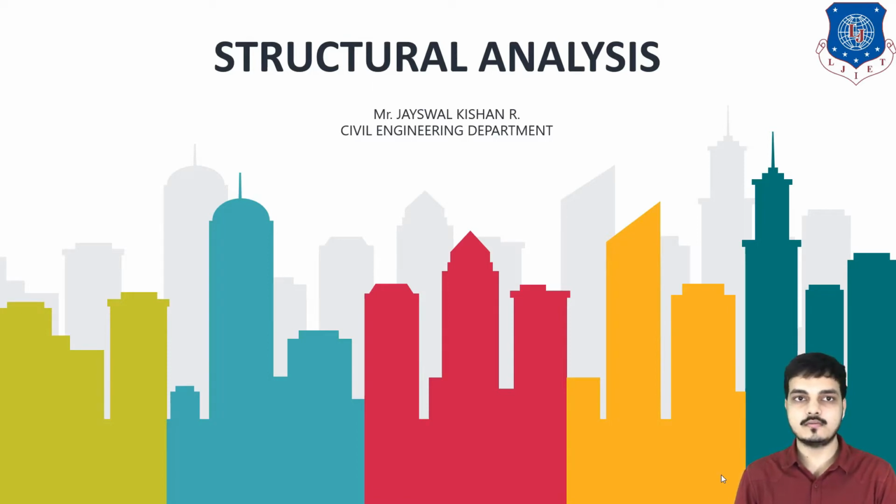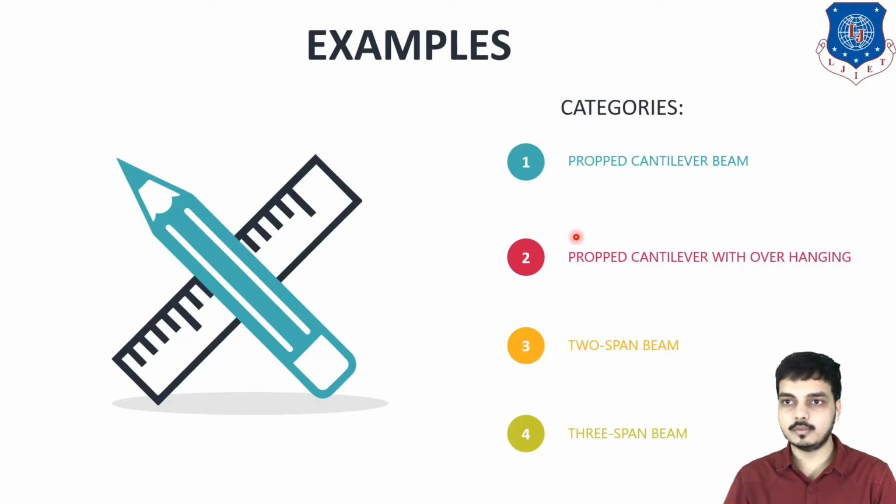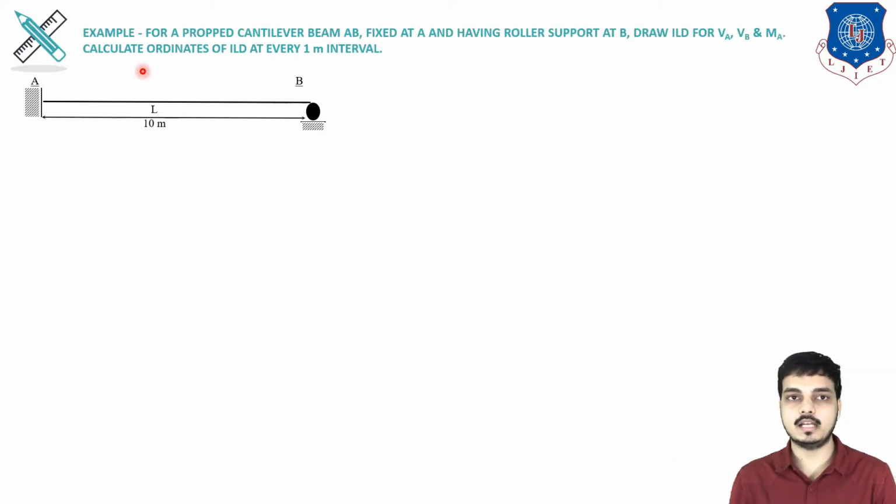Here myself, Mr. Jaiswal Kishan, Civil Engineering Department, and we are learning all about structural analysis. Today we are in session number 2 of ILD for indeterminate structure. So let's start. Here are some of the categories of examples: prop cantilever beam, prop cantilever with overhanging, 2-span beam and 3-span beam. Today we are taking one prop cantilever beam.